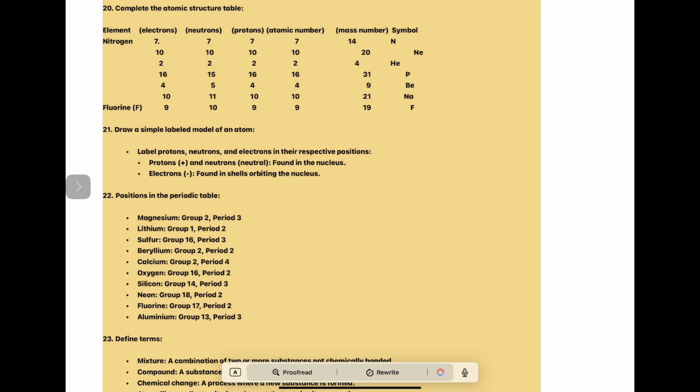21. Draw a simple labeled model of an atom. Label protons, neutrons, and electrons in their respective positions. Protons, plus, and neutrons, neutral, are found in the nucleus. Electrons are found in shells orbiting the nucleus.